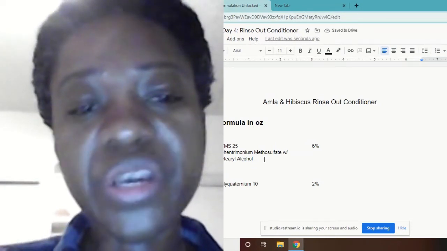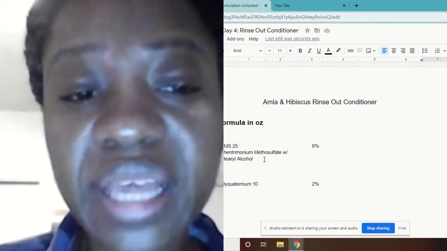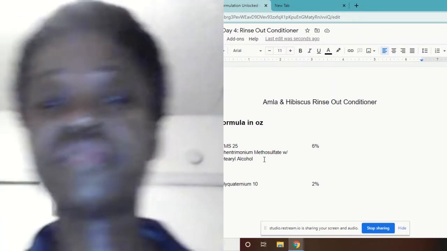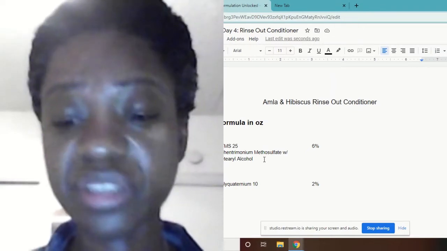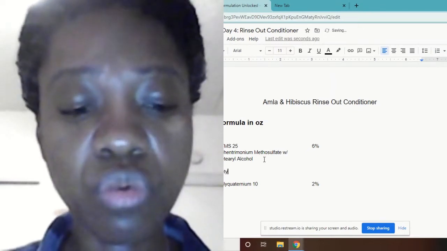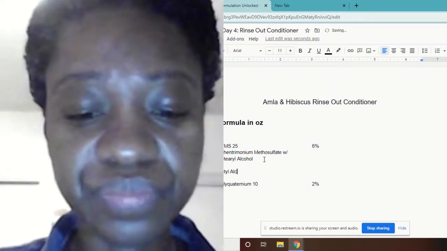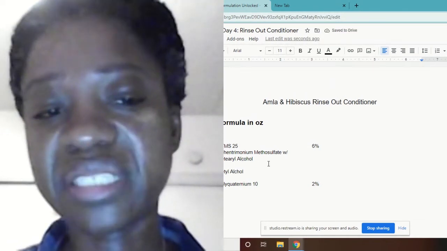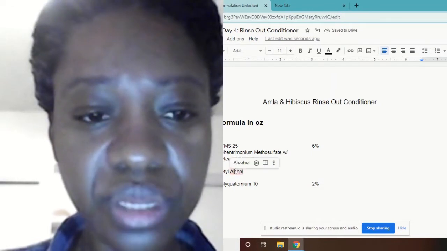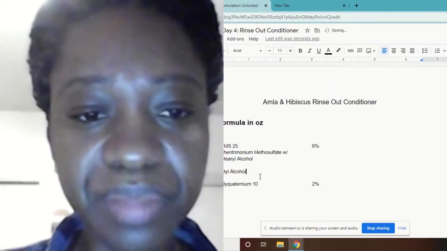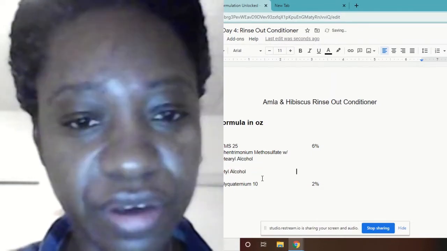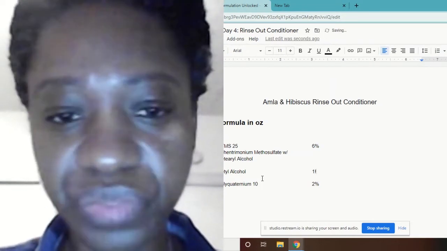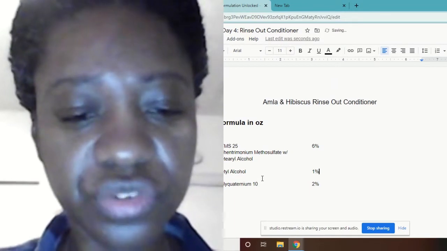Okay, and then we could add a little bit of cetyl alcohol. Again, I want this to be pourable, so I'm not going to add 2%, which I feel like would thicken it too much. So I'm going to start with 1% and see what that does. All right, there we go. So let's do 1% of that.